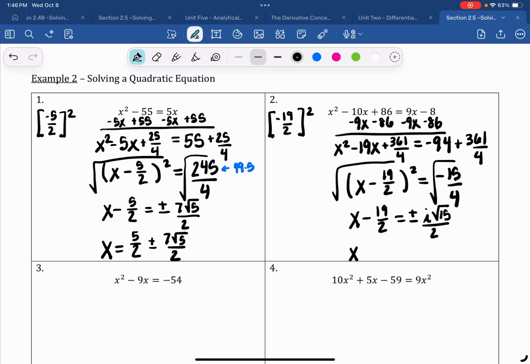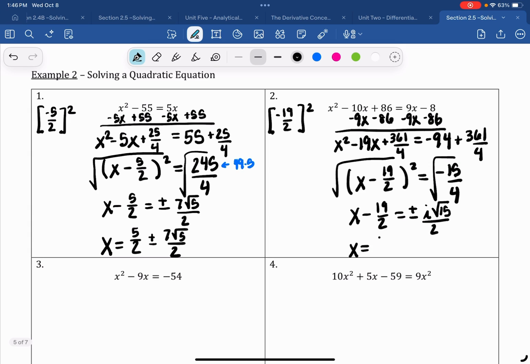One last step, we got to get x by itself. So adding 19 over 2 to both sides gets us positive 19 over 2 plus or minus i square root of 15 over 2.